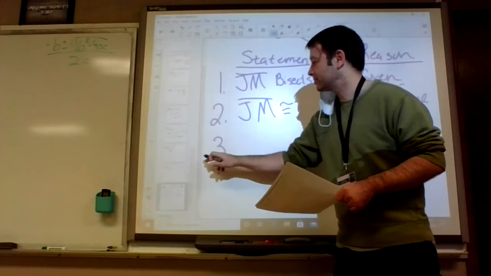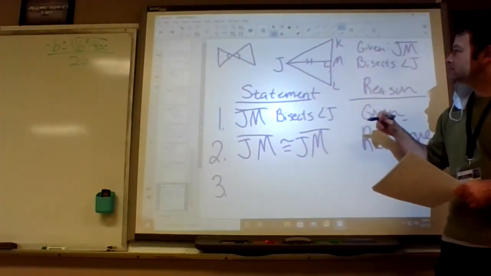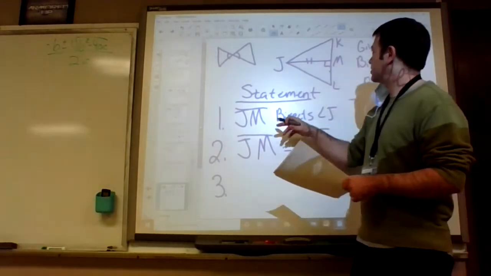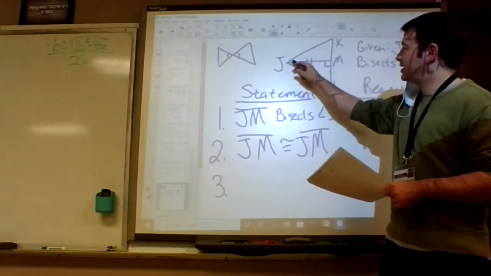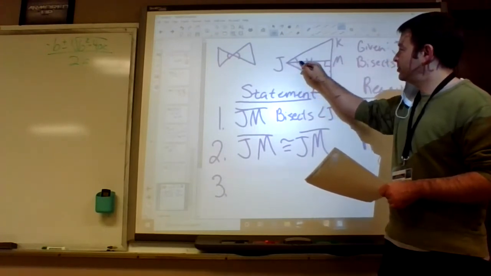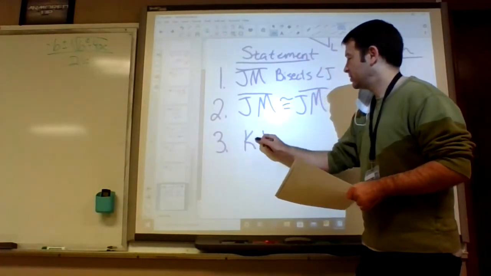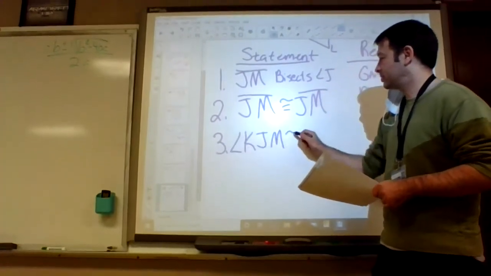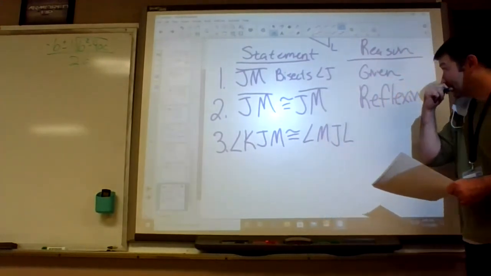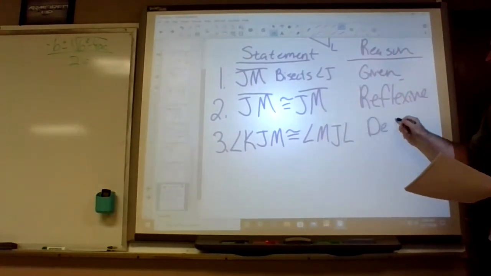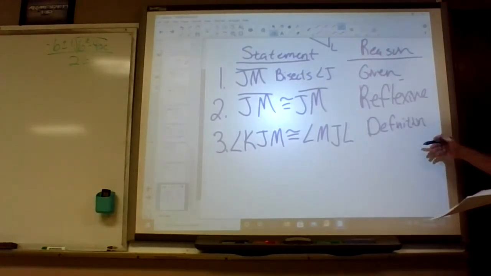What else do I know? The J angles are congruent. KJM, is that what you're talking about? Yeah, KJM and LJM. Angle KJM is congruent to angle MJL. Definition of angle bisector. We know that because that's what angle bisector means. That's what it does.